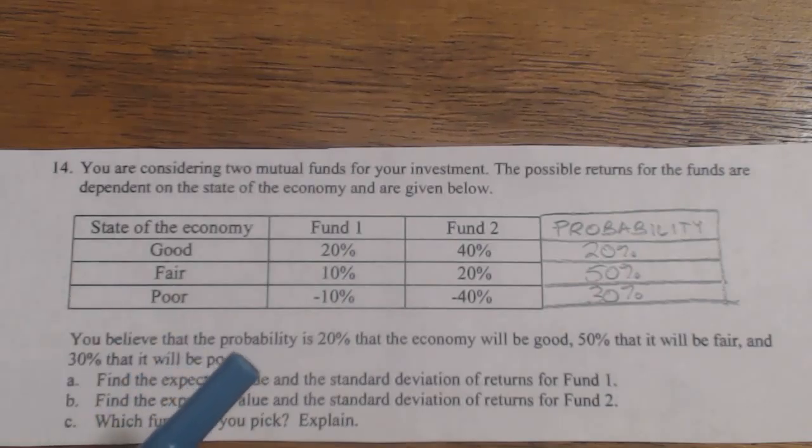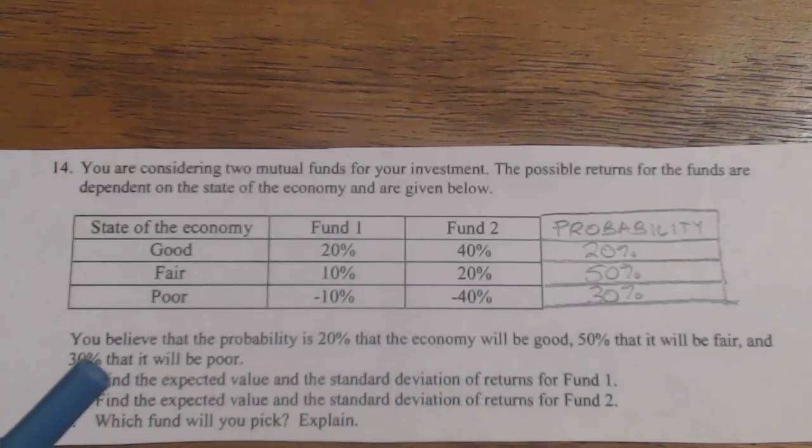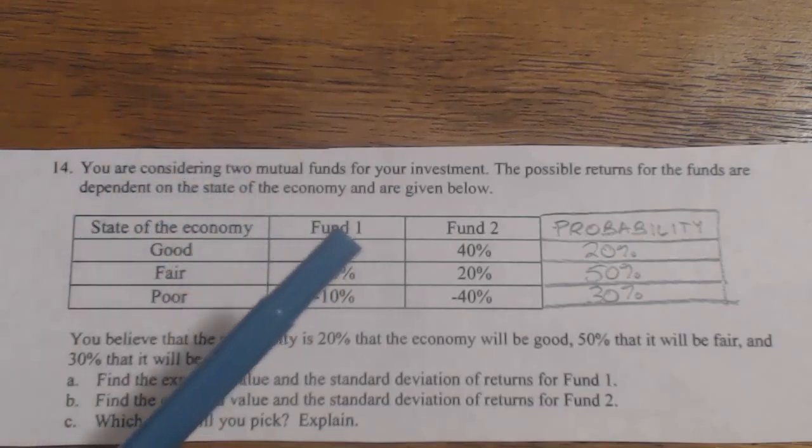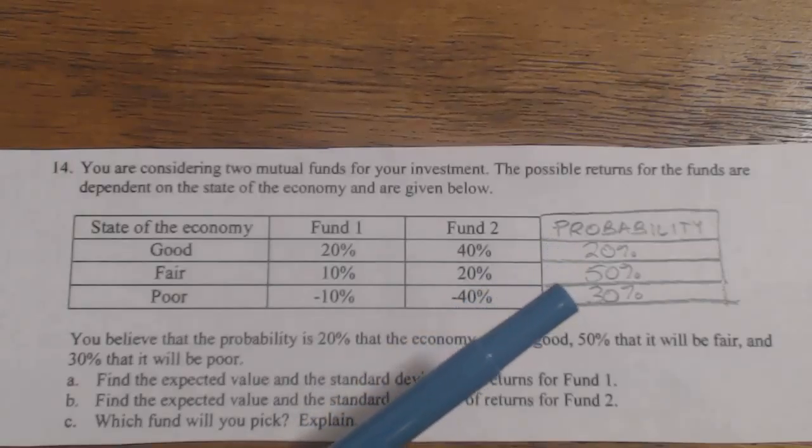You believe the probability is 20% that the economy will be good, 50% that it'll be fair, and 30% that it'll be poor. So those are probabilities. Remember, expected return is a return times the probability of that return. Okay, and then you can figure out the variance and the standard deviation based on those. But remember, again, an expected return is an average, and it's based on a return, which is the possible return here, times the probability of those returns.